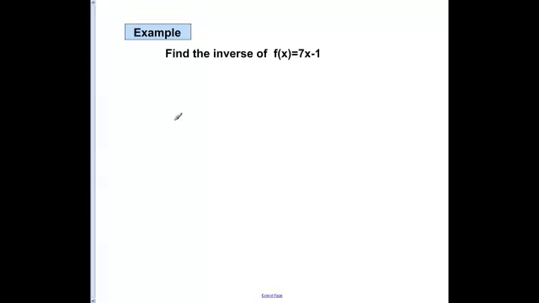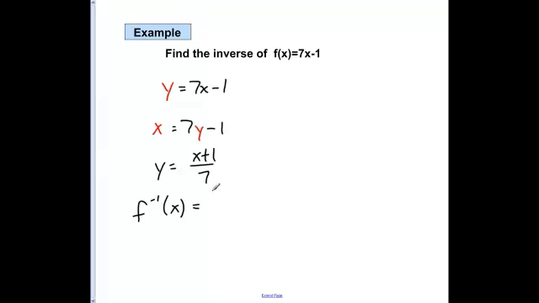So let's do one together. We'll substitute y in place of f of x, which is equal to 7x minus 1, and then we'll interchange x and y. And then we'll solve for y. So if we solve for y, y is going to be equal to x plus 1 divided by 7, and then we write the inverse notation, x plus 1 divided by 7. So that's the inverse function there.